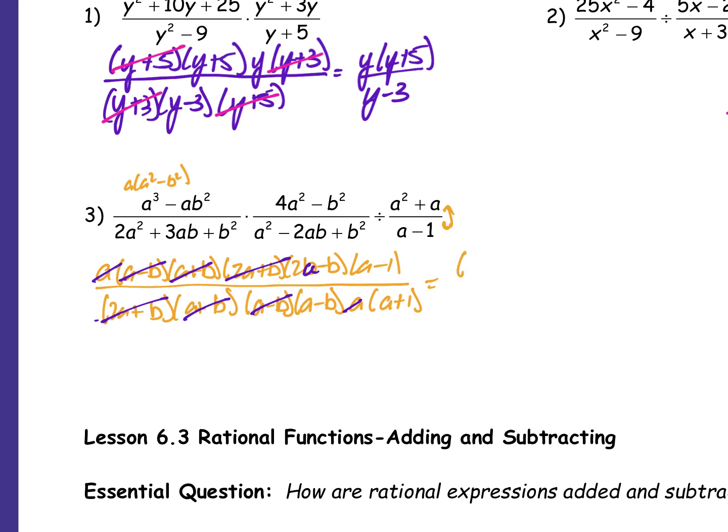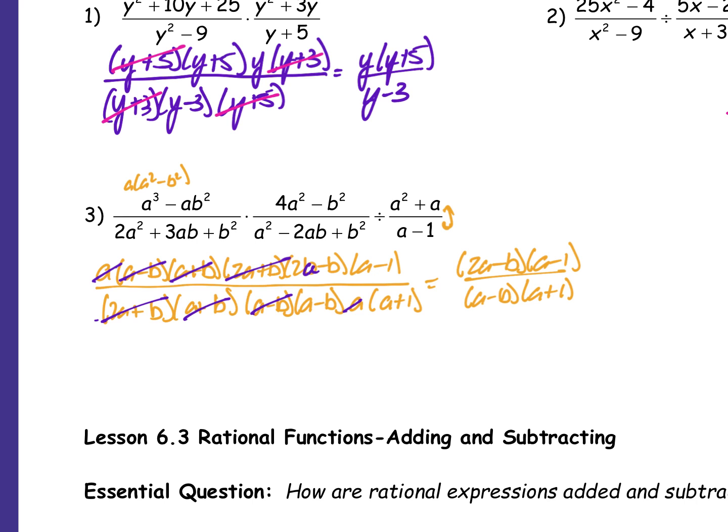So I should get 2a minus b times a minus 1 all over a minus b times a plus 1. There we go. Done. You don't have to multiply it back out. You can, but you can leave it also this way. Questions? Everyone okay? Ugly factoring, but actually it wasn't too bad.